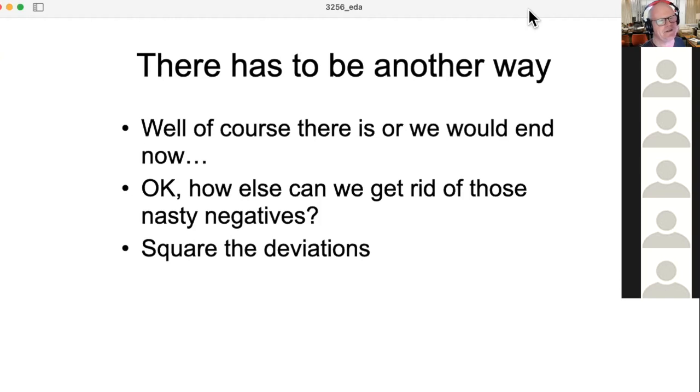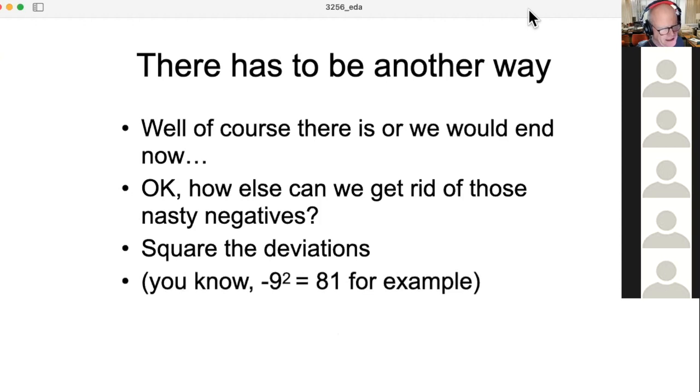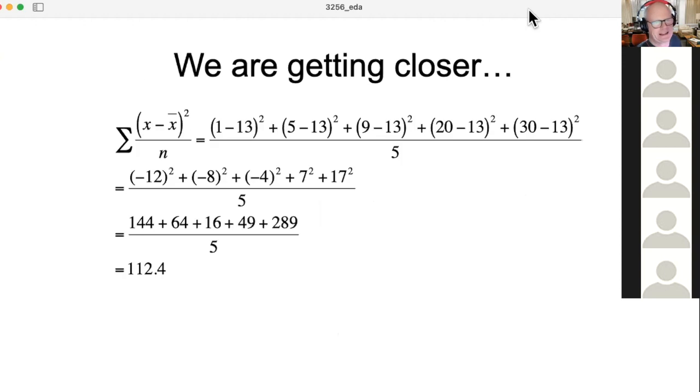So we're going to square the deviations, because if you square them, those deviations, those x minus x bar, -4 times -4 is positive 16. So we're just going to square them, and then we're going to get positive numbers. Yay. So it's like, well, -9 squared is 81, for example, just like 9 squared. So that's what we're going to do. And you know that this is called standard deviation and variance. That's what we're going to get here.